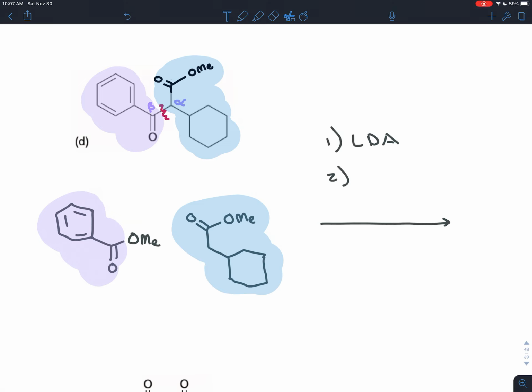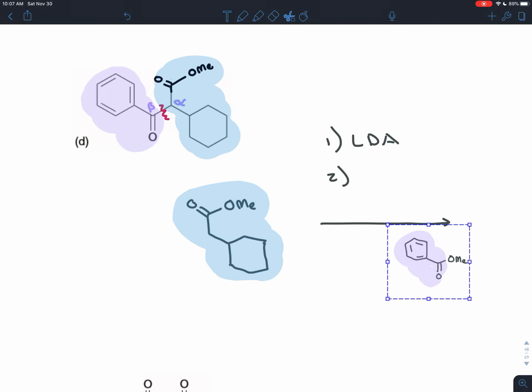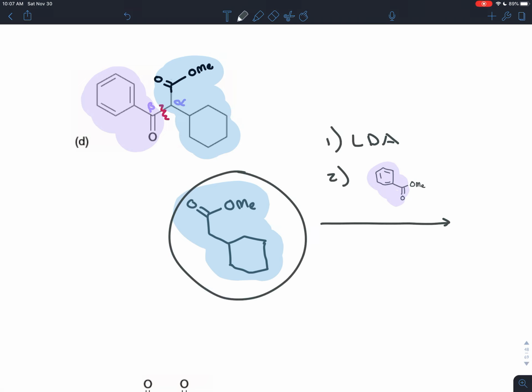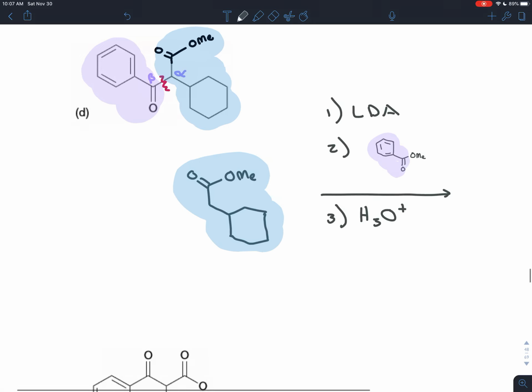That'll turn that alpha carbon into a nucleophile in every single one of these molecules. Then take your second ester, drip that into your enolate solution. The alpha carbons will all attack the carbonyls and create this alpha-beta bond. And then you just do an acid wash. Just be careful to do it at a low temperature so you don't hydrolyze the ester that's left.